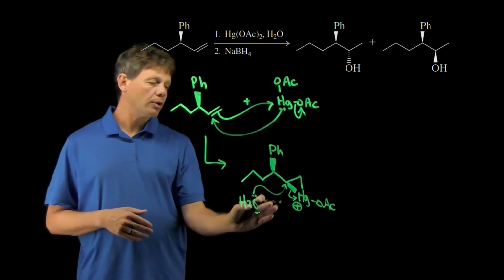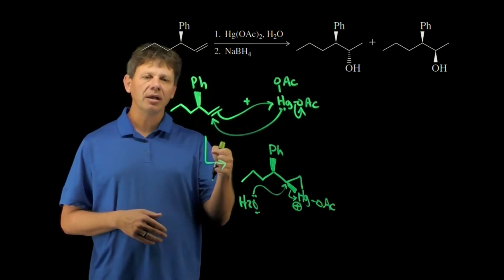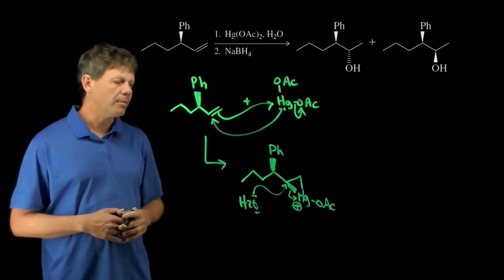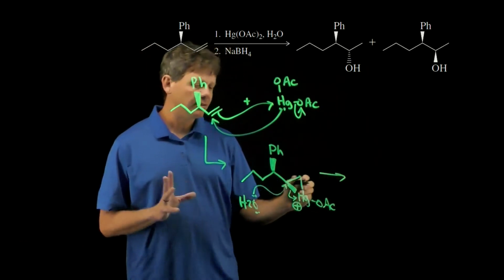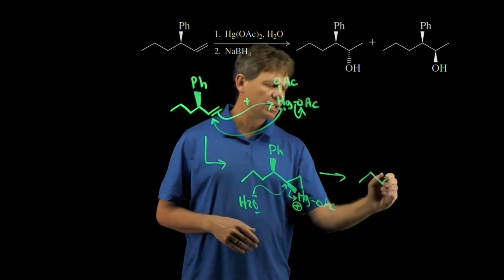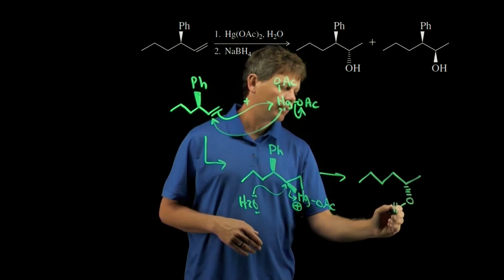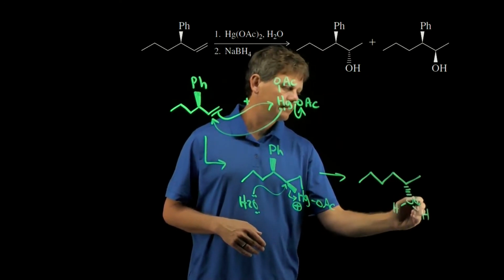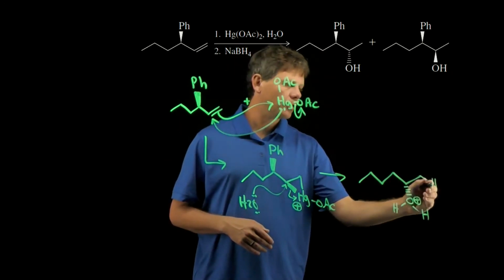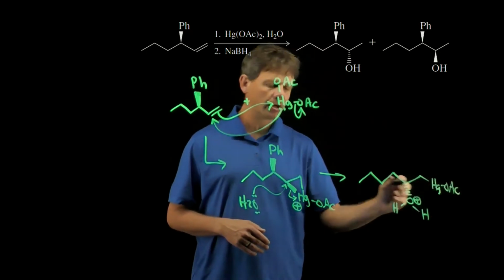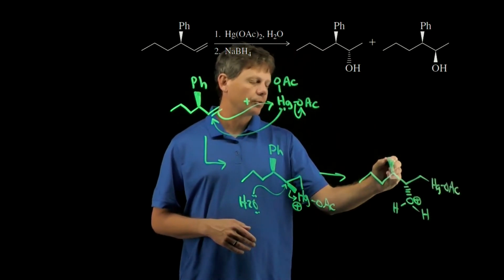Note that when that water adds, since the mercury is in the front, water will add from the back. And so we can show that kind of anti-addition by indicating that our new water molecule is here. Going back, we have our mercury still attached at the primary carbon, and let's get the phenyl group drawn in.